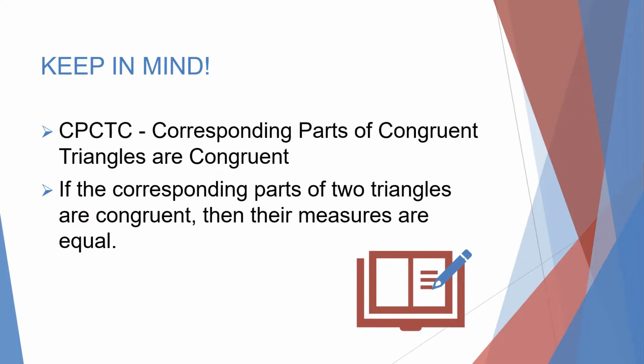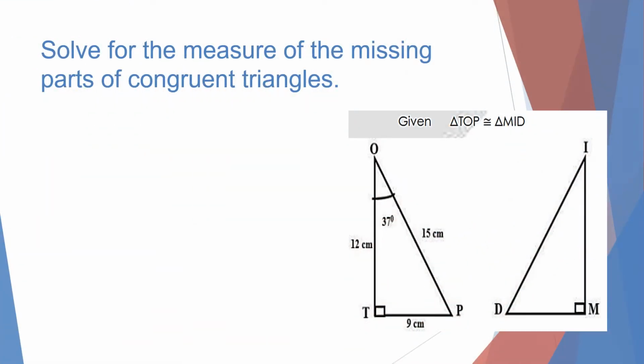We have this example. Sabi dito, solve for the measure of the missing parts of congruent triangles. And our given here is triangle TOP is congruent to triangle MID. Ito yung dalawang triangle. Sila daw ay congruent. Kanina, we have the so-called CPCTC, corresponding parts of congruent triangles are congruent. So, kung congruent yung dalawang triangle, therefore, yung parts nila ay congruent din.